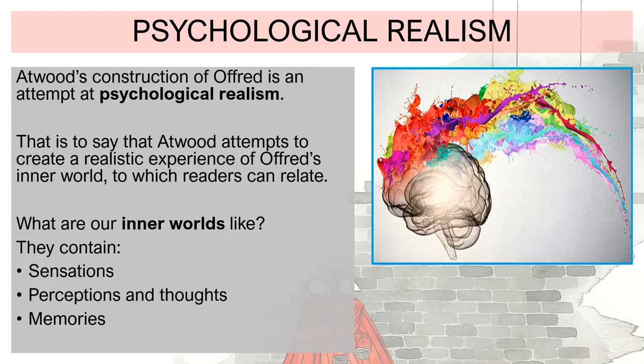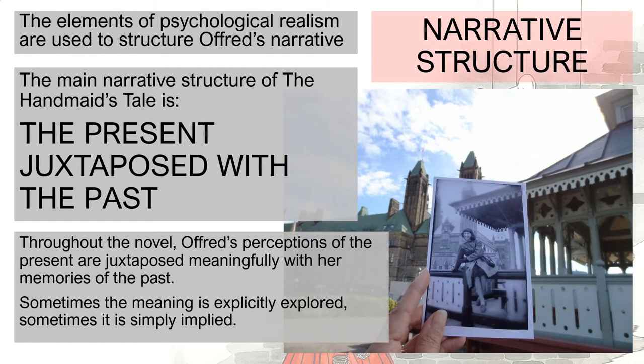They contain different things. They contain our sensations, our independent perceptions and thoughts, and our memories, all mixing together to make a what it is like to be us. Well, that's what the text is like as well. And this idea about psychological realism combining experience, thought, and memory, this is how the text itself is structured.